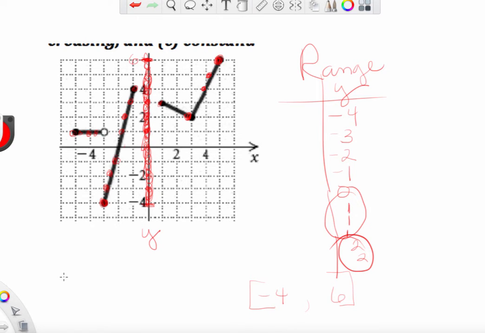So when you move left to right on your domain, there is a gap in some of those x coordinates that you don't even use. But when you look at your range, every single one of those y values from -4 all the way up to 6 is used, and actually some of them are used more than once.